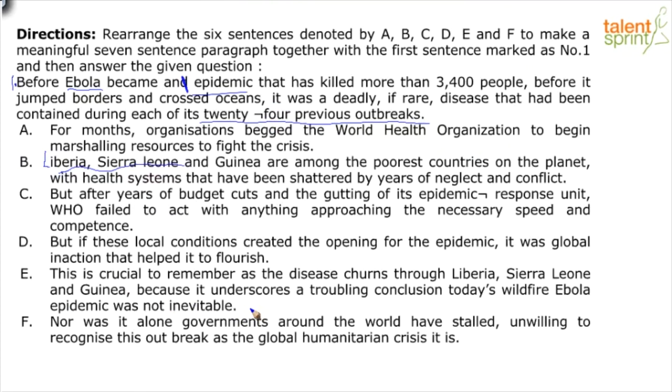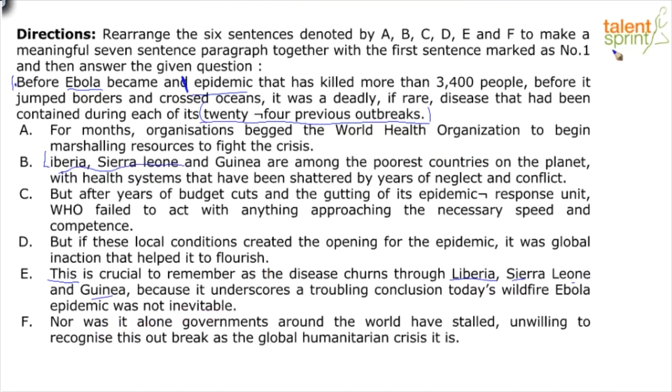This is crucial to remember as the disease churns out. Now this makes sense to come after the first sentence. Why? Because this is crucial to remember, meaning what? The previous outbreaks. The 24 previous outbreaks is crucial to remember as the disease, the Ebola disease, churns through these countries here, Liberia, Sierra Leone and Guinea, because it underscores a troubling conclusion: today's wildfire Ebola epidemic was not inevitable.